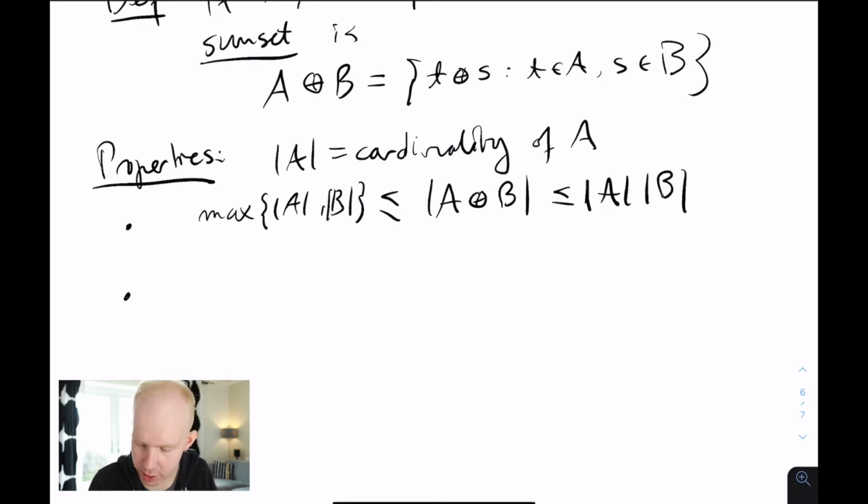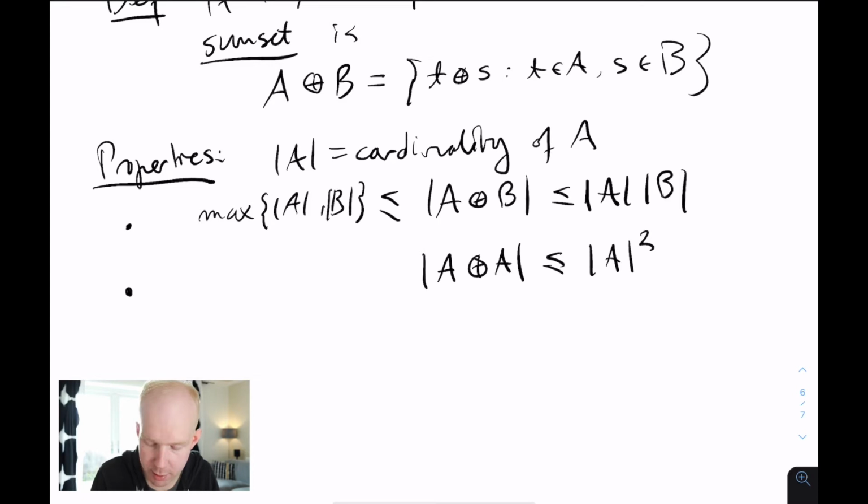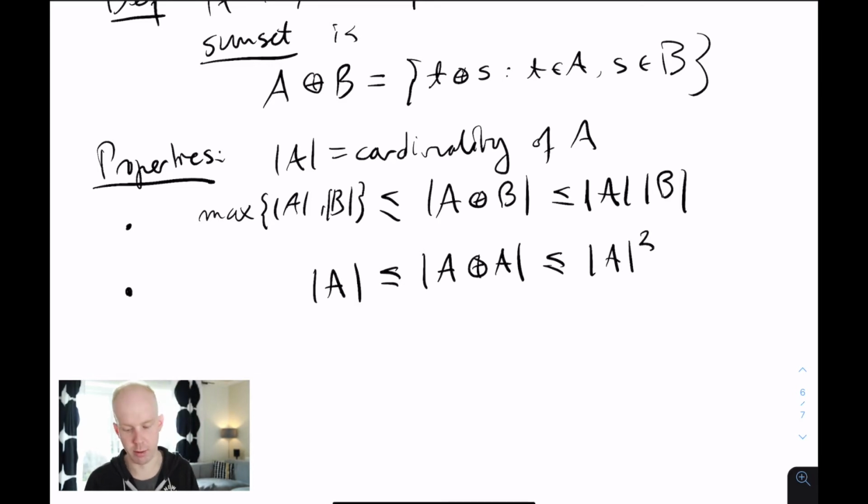One thing to consider, as a corollary of the above, is that if you have the same set, then the sumset with itself has cardinality at most |A| squared and at least |A|. So it is between these two values. That's one of the basic properties.